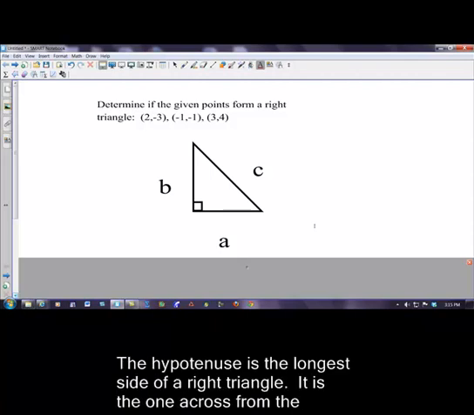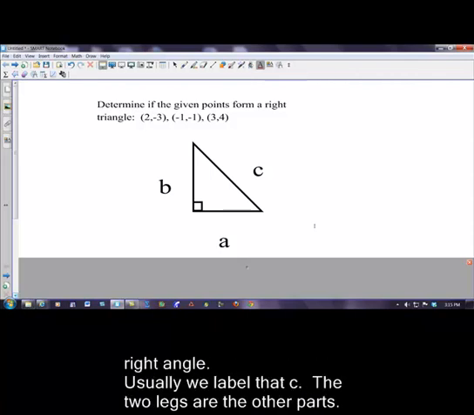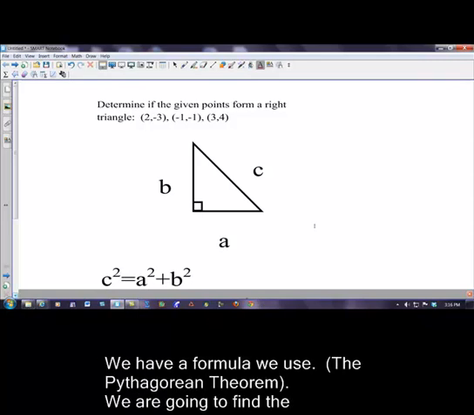The hypotenuse is the longest side of a right triangle. It's the one across from the right angle, and usually we label that C. The 2 legs are the other parts of the triangle, and they can either be labeled A or B. We also have a formula that we use. This is the Pythagorean theorem: C squared equals A squared plus B squared.